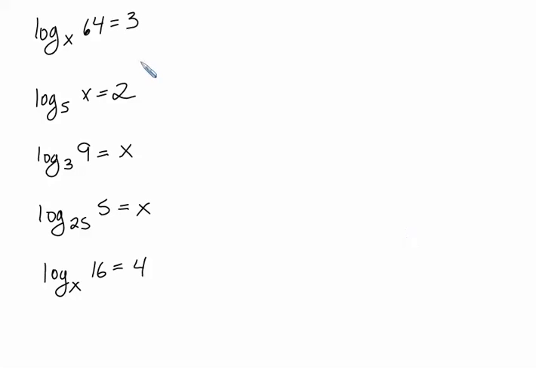Welcome to this video tutorial involving logarithms. We're going to look at several problems here and solve them together. Now remember that a log is an exponent. So here the base is x, the exponent is 3, and that's just equal to the other number that we have. Now we would be thinking, what number multiplied by itself 3 times is equal to 64?